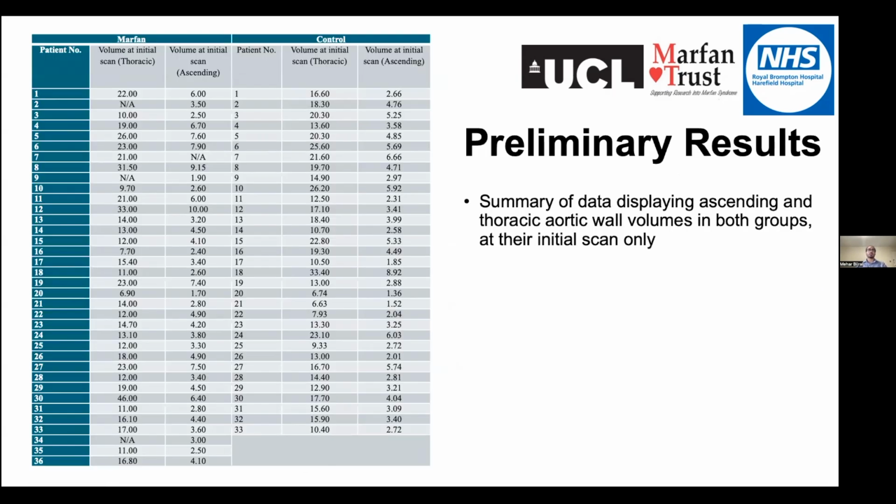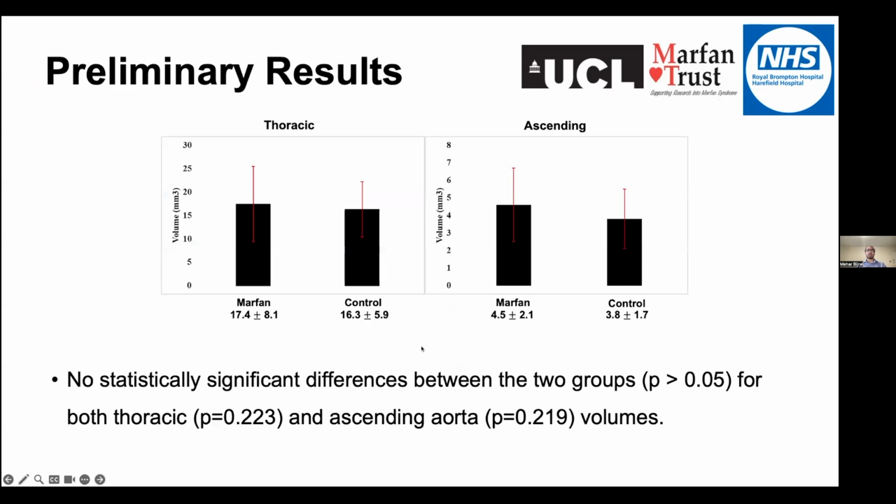Moving on to results. This table is just a summary of some of the data that I collected. I measured the volume of the ascending and the thoracic aorta in both cohorts across 36 patients in the Marfan cohort and 33 patients in the control cohort. We then performed a statistical analysis on this data, and initially we did not see any difference between the two groups. Although the mean aortic wall volume was higher in the Marfan group compared to the control group for both the thoracic and the ascending aorta, these differences were not shown to be statistically different.